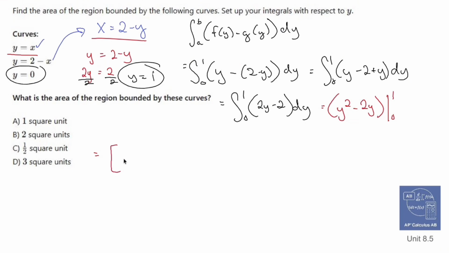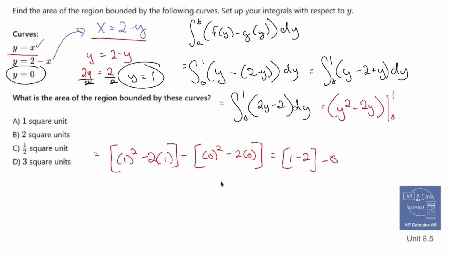So let's plug stuff in. We get 1 squared minus 2 times 1, close it, minus 0 squared, how nice, minus 2 times 0. That gives us here 1 minus 2 minus nothing. 1 minus 2 is negative 1. Now again, I was worried that this would happen. I guessed wrong by choosing y as f of y. No big deal. All we have to do is flip-flop it, and we get 1. And so the answer is A, 1 square unit.